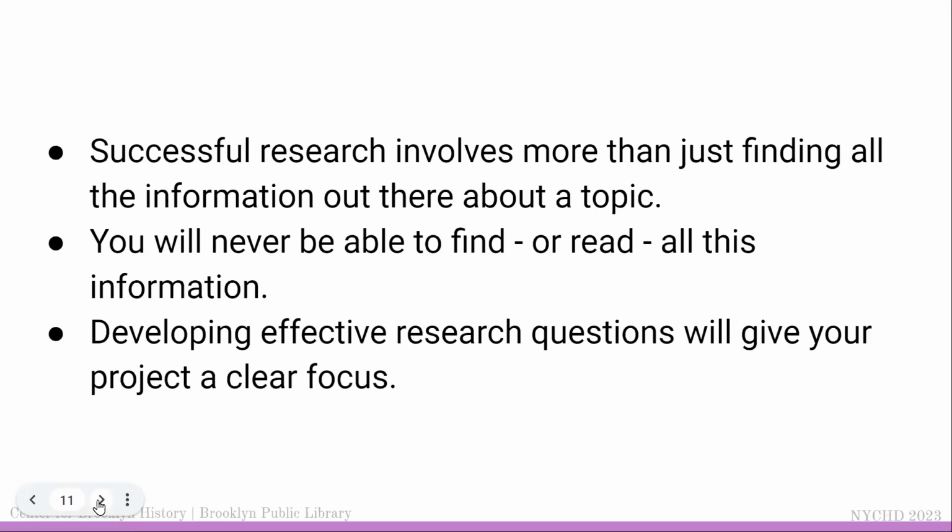So one of the goals is, by developing effective research questions, this will help give your students a clear focus on what they actually want to answer, because they actually will be answering their own questions about their topic in the course of their research study for National History Day.